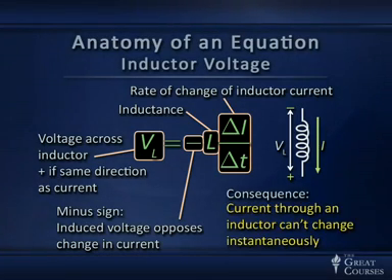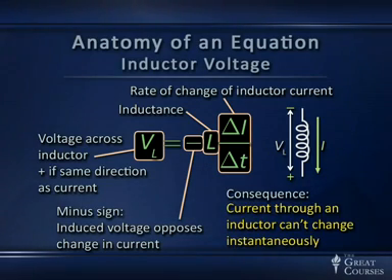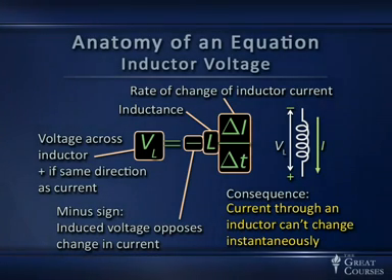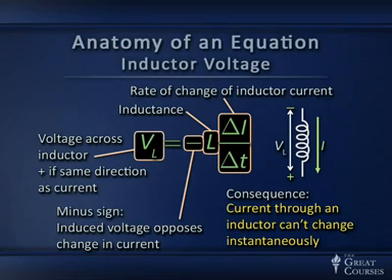The consequence of all this is the current through an inductor can't change instantaneously. It's hard to build up the current, and it's also difficult to stop the current, in the sense that it simply will not stop flowing instantaneously. If it did, there'd be an infinite delta I over delta T and an infinite voltage, and that's impossible. But that leads to an interesting situation that can actually be dangerous.